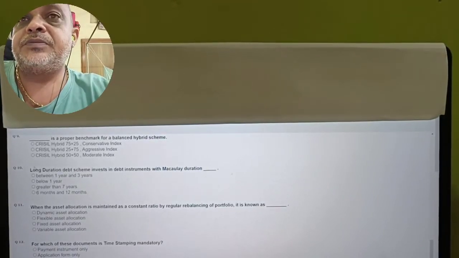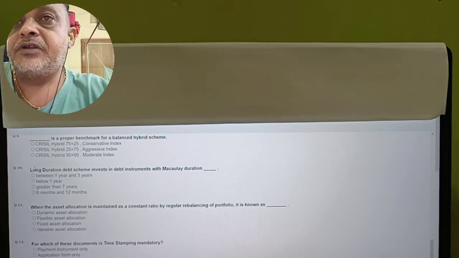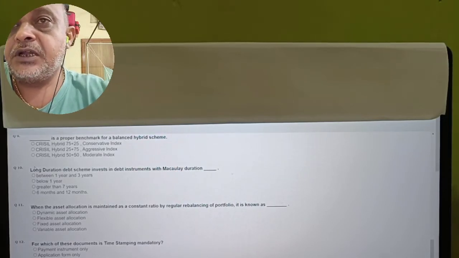Dash is a proper benchmark for a balanced hybrid scheme. Crystal hybrid 75-25, conservative index. Crystal hybrid 25-75, aggressive index. Crystal hybrid 50-50, moderate index.